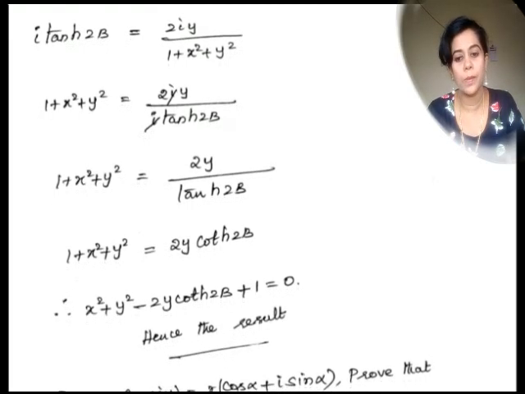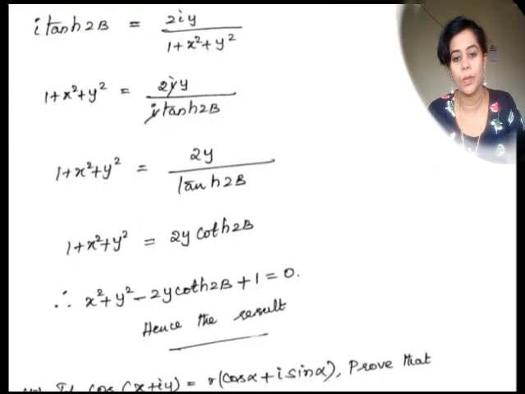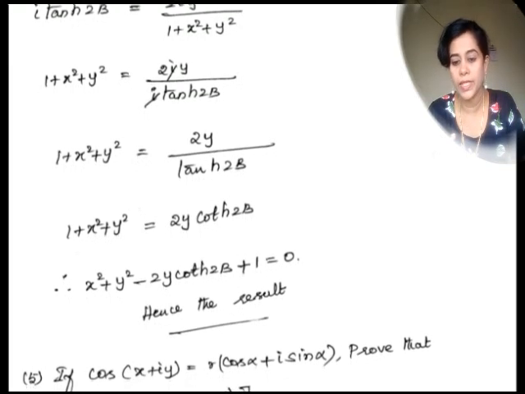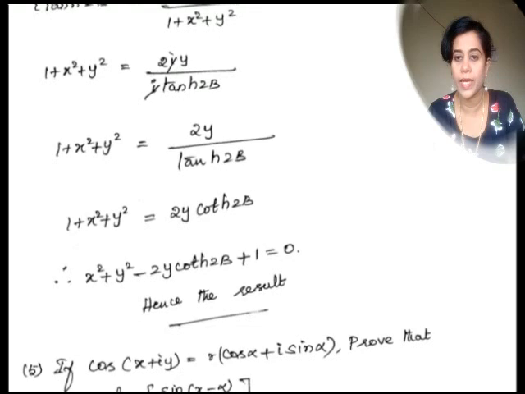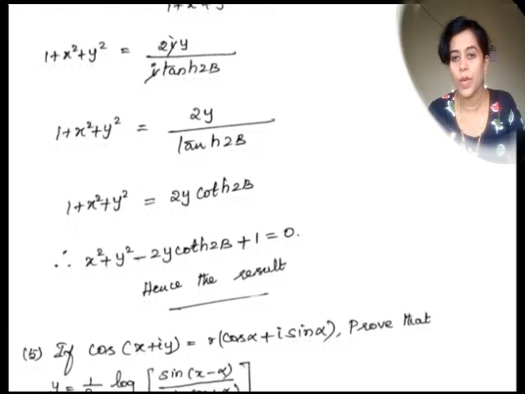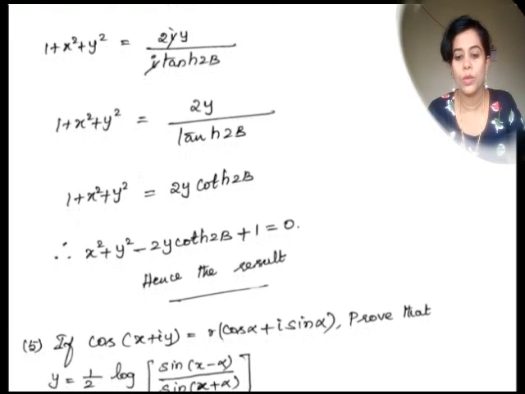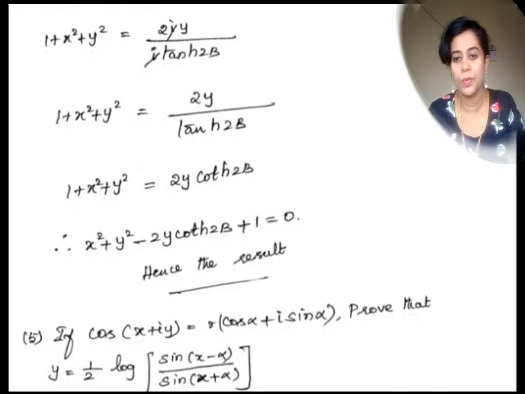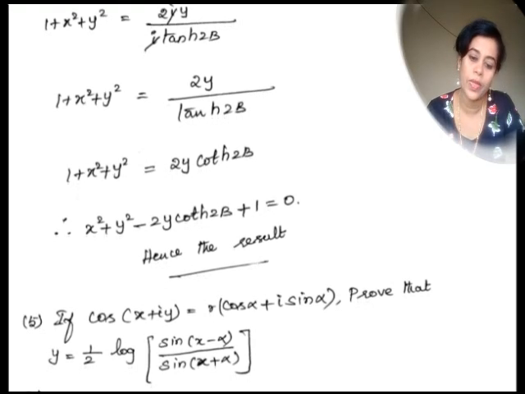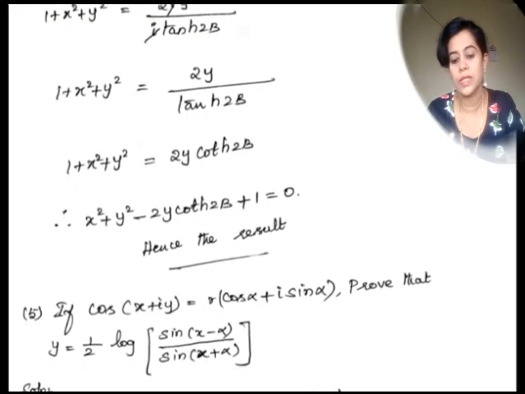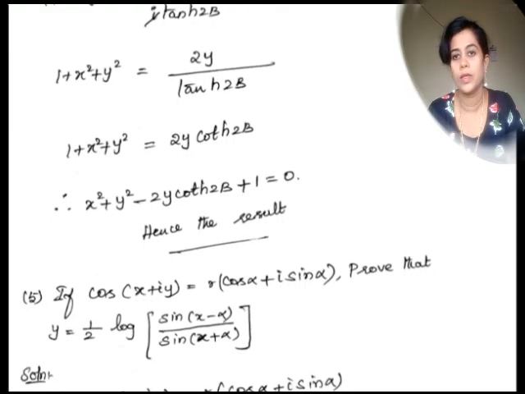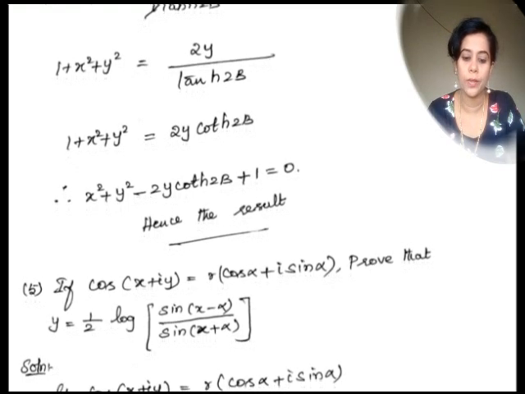And this will be reciprocated. So cross multiplying, we are getting 1 plus x squared plus y squared is equal to 2iy divided by i tanh 2b. The i gets cancelled. It is 2y divided by tanh 2b. So 1 plus x squared plus y squared equal to 2y divided by tanh 2b, and 1 by tanh 2b is coth 2b. So therefore, 1 plus x squared plus y squared is equal to 2y coth 2b. Hence, we have proved the result. So it is x squared plus y squared minus 2y coth 2b plus 1 equal to 0. So we proved subdivisions 1 and 2 here.